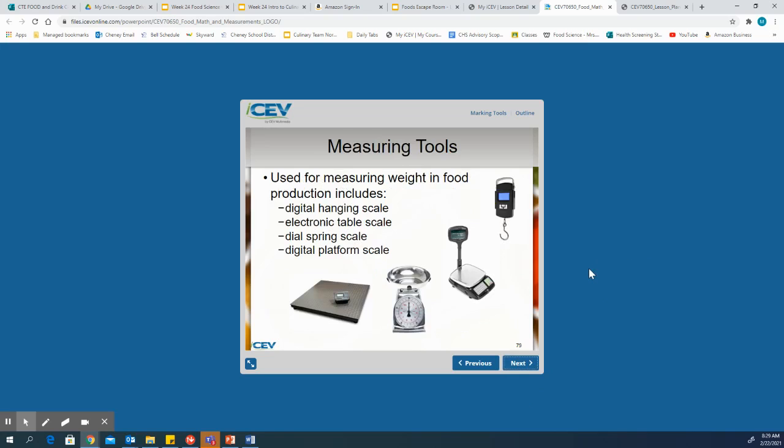Okay, so measuring weight in food production, we're going to have all sorts of different ways to do that. There's a digital hanging scale. We will not be using that. That's mostly used in animal production, for cattle and things like that. Electronic table scale, again, that's for larger products, and for larger scaled items, a dial spring scale. So that's one right here. We will be using that in class, as well as a digital scale.